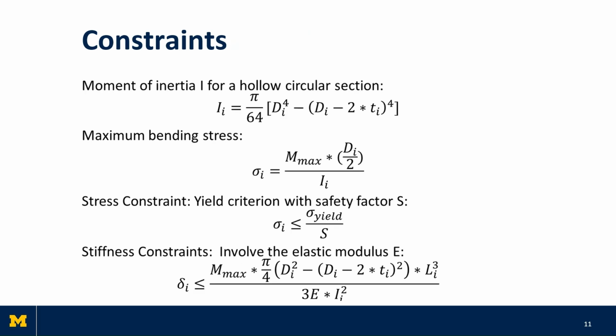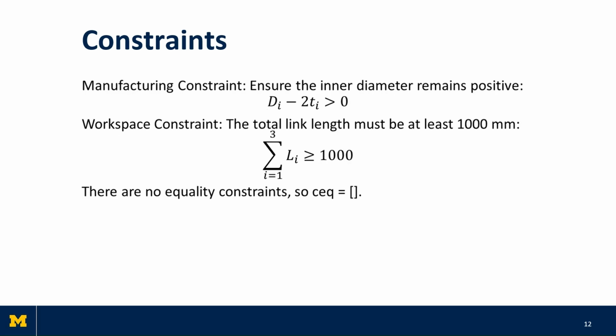These are constraints for the first subsystem, which mainly focus on the material properties and preventing the links from failure in either way. In this slide, we include the manufacturing constraint and workspace constraint, which also limit the geometry from being too strange or exceeding the space limit.